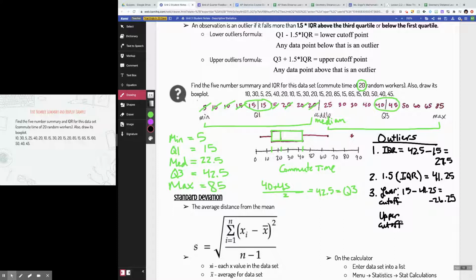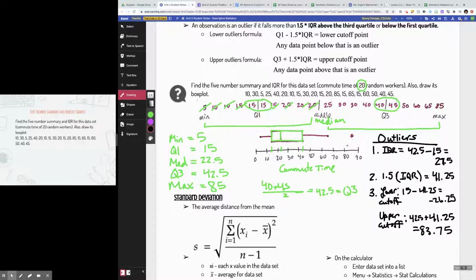Okay, by doing a similar thing, but you're going to take Q3 this time. So add Q3, 42.5, plus the 1.5 times IQR, so plus 41.25. And when you do that, you get 83.75. Okay, so that's my cutoff.